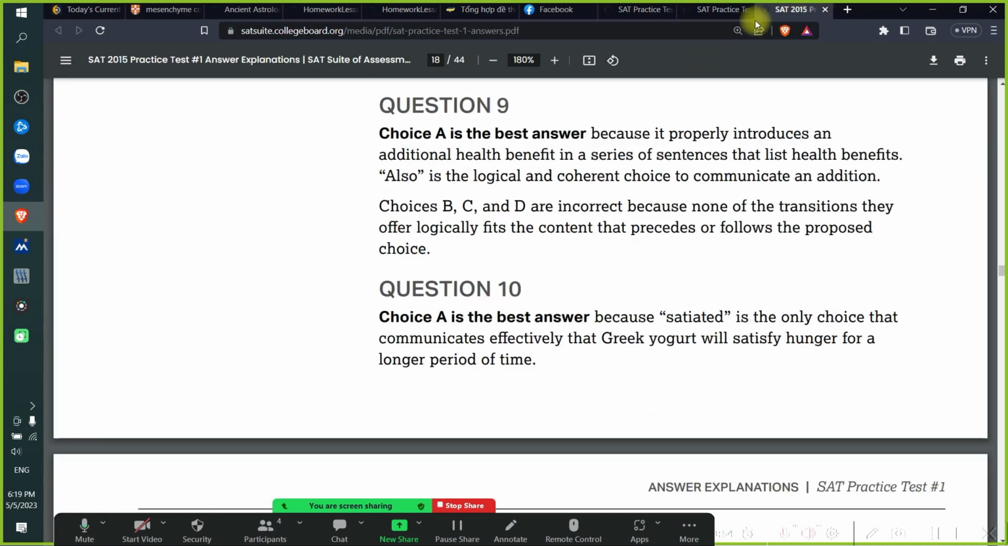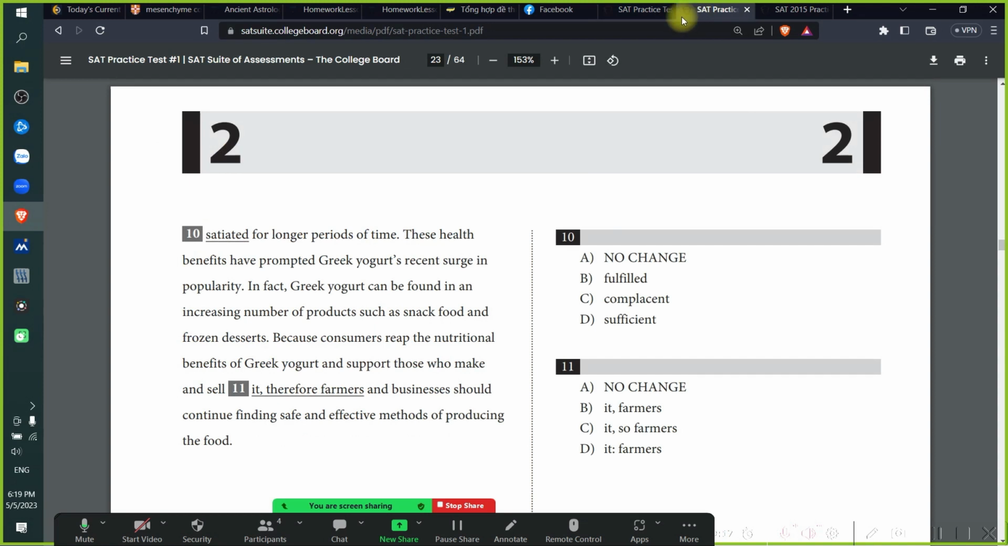Number 10 is actually A, because satiated is the only choice that communicates effectively that Greek yogurt will satisfy hunger for a longer period of time. Cái từ satiated này làm cho cảm thấy no, nó là cái sự lựa chọn duy nhất mà phù hợp thôi. Để mà nói về cái chuyện mà Greek yogurt nó sẽ làm mãn nguyện cái cơn đói cho một khoảng thời gian mà dài hơn. Các từ khác thì cái nét nghĩa của nó đều không phù hợp với trường hợp này. So all the other words, the meanings are not really appropriate to replace satiated.